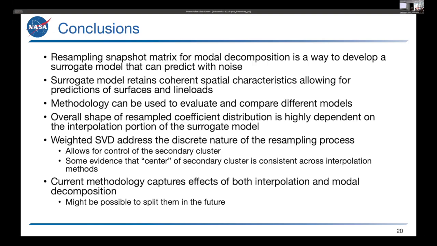But the overall shape of those resampled coefficients is very dependent on the interpolation portion of the surrogate model. And we saw that weighted SVD does allow us to control the secondary cluster, but that primary cluster is pretty much driven by interpolation scheme. So the current method we have combines the effect of both of those, both the interpolation and the modal decomposition. But I think there's definitely a path forward to split those in the future. That remains future work. Thank you.